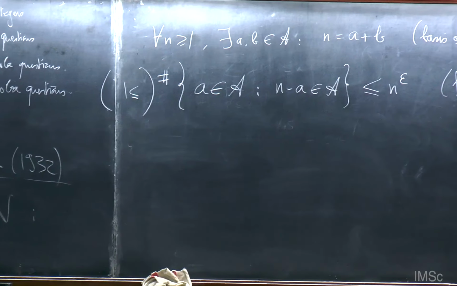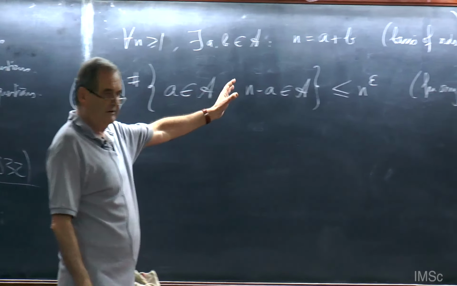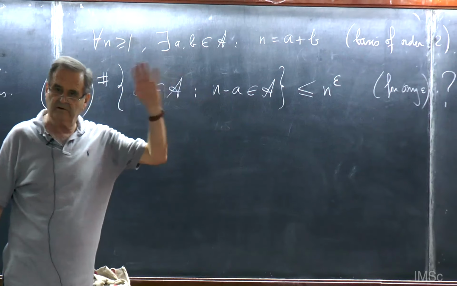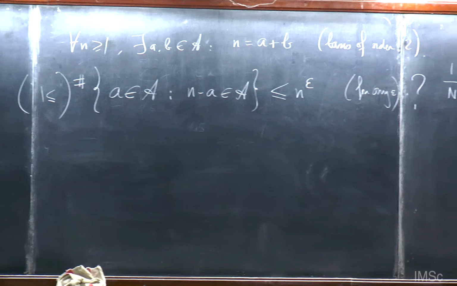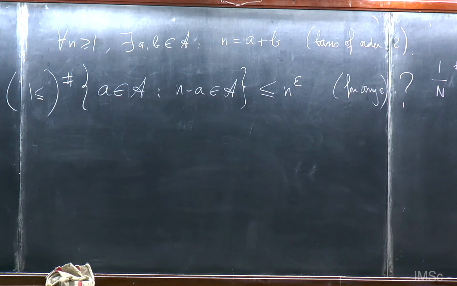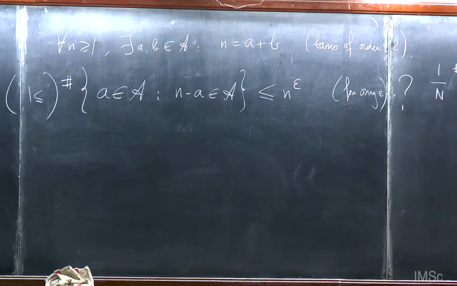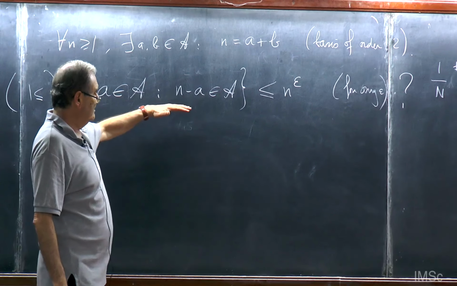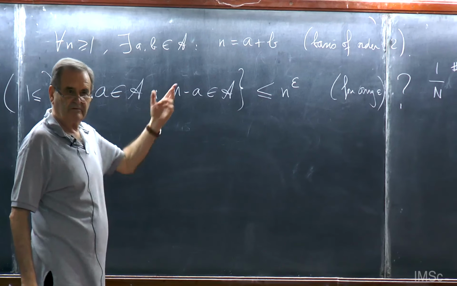If you want to have, on average, the number of representations not too large, this is not too difficult to prove. Cassels has made a very nice construction for that. But can you have that for every n? For the time being, we don't have any constructive proof of something like that.